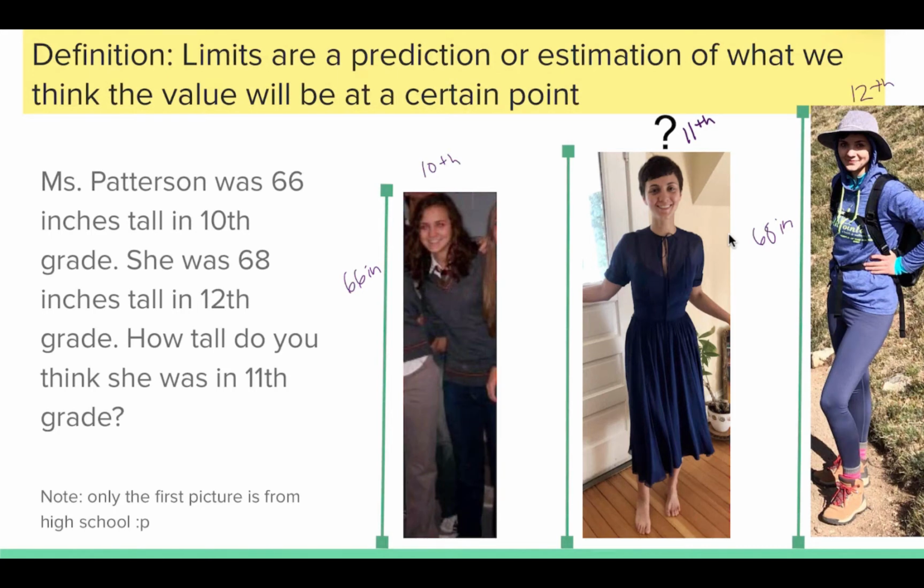If we had to give an estimation or prediction, I'm guessing a lot of you estimated that I was 67 inches tall. Okay? So this is what a limit is. It's predicting a function value at a certain point.